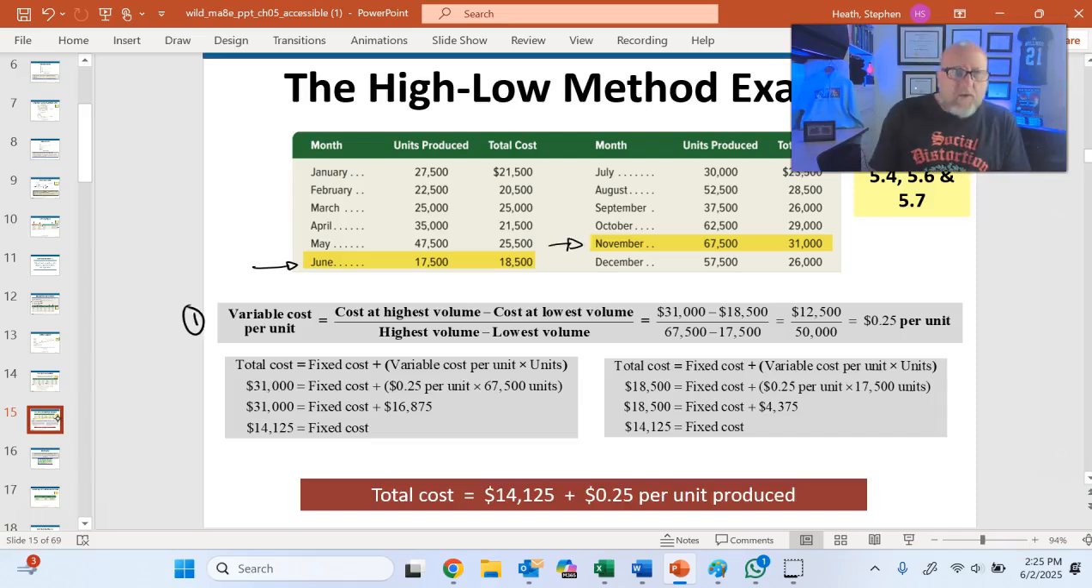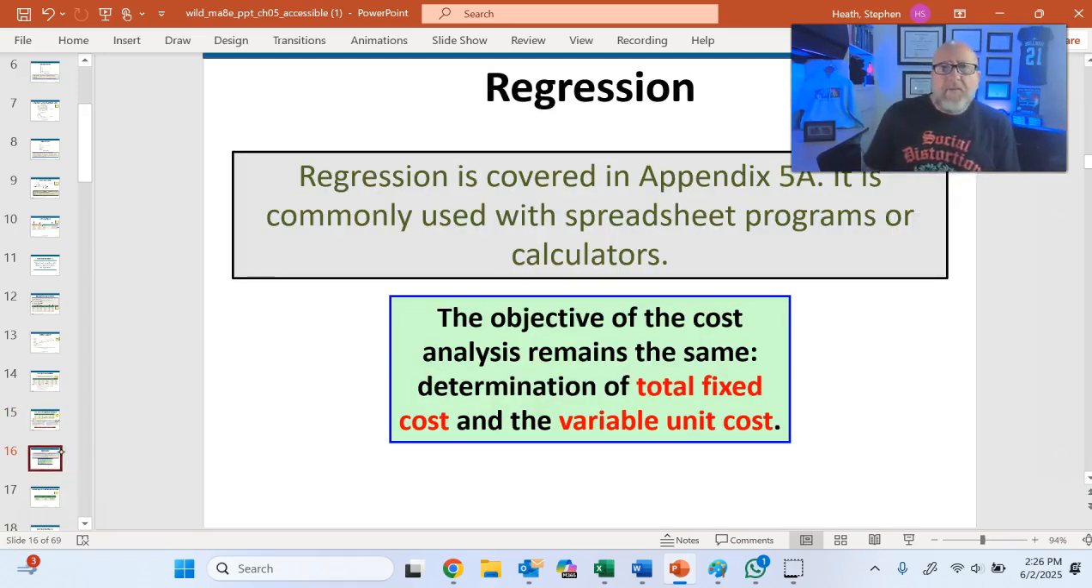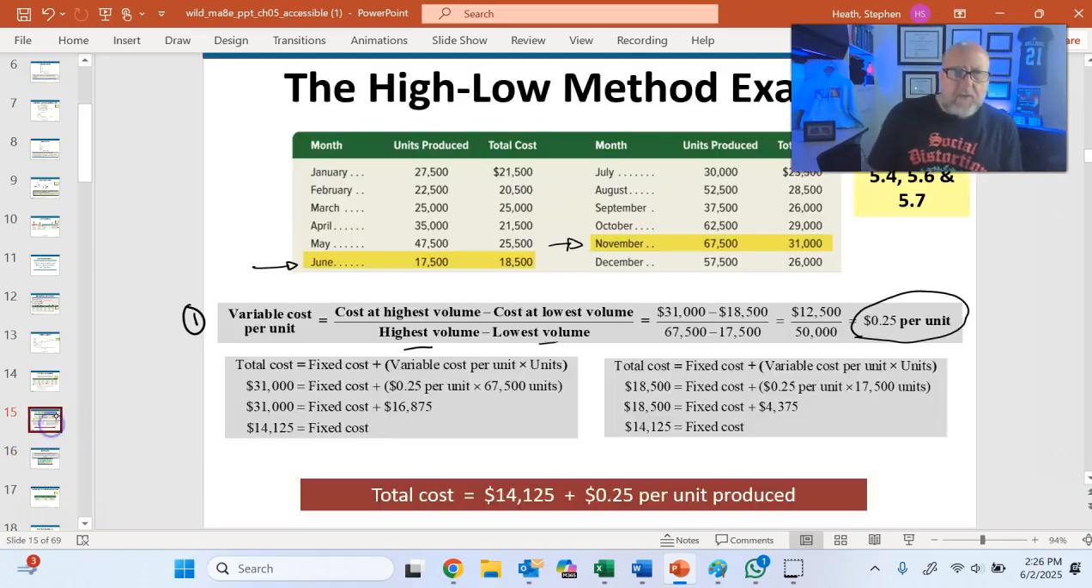Then their step one was the high-low: the cost of the high minus the cost of the low, in terms of cost. And then they did volume and volume on the bottom. So they said their rate per additional unit is 25 cents. Same result. Then they plugged their 25 cents, actually, did they do it in the same one? They also plugged it into the June data point.